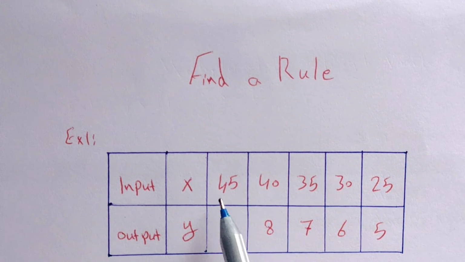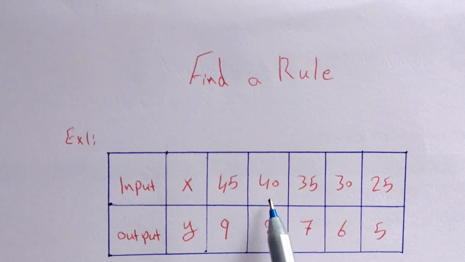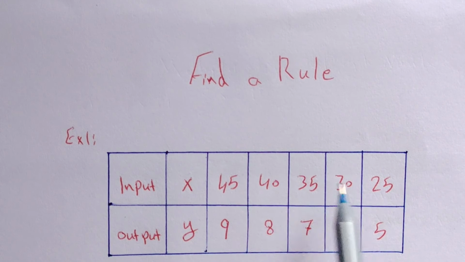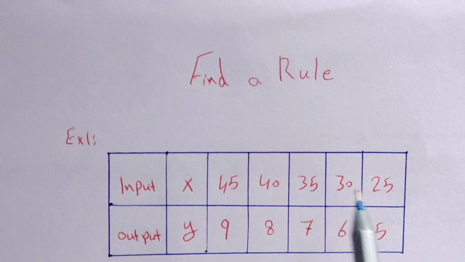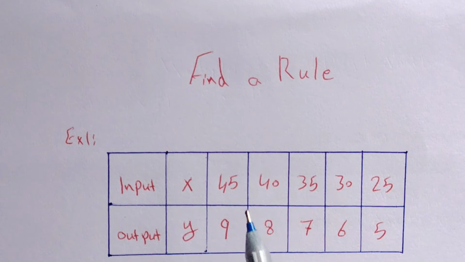Okay, now we will think: 45 divided by what number will be 9? If you don't know that, skip it, go to the next one. 40 divided by what will be 8? 35 divided by what will be 7? By the way, when we say division, all of them should be divided by the same number. So which one do you think is easier for you? Go to that.